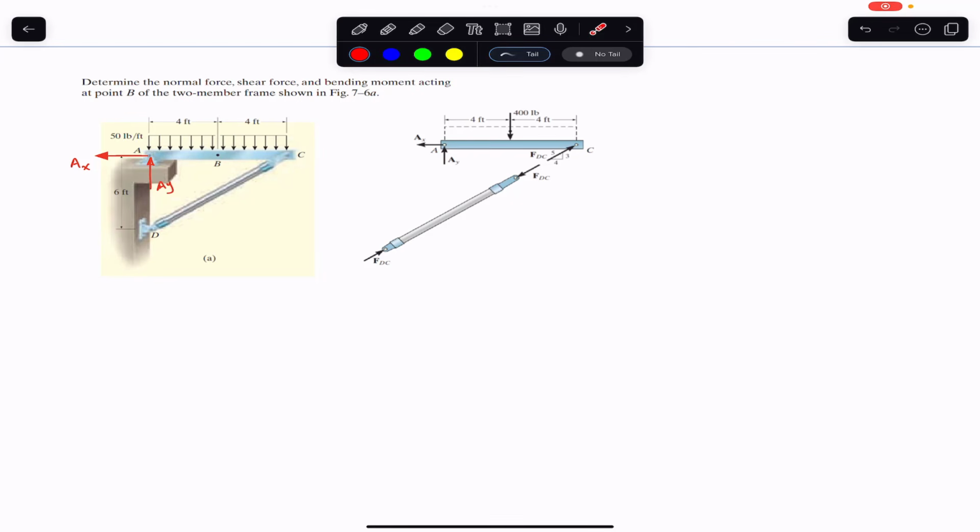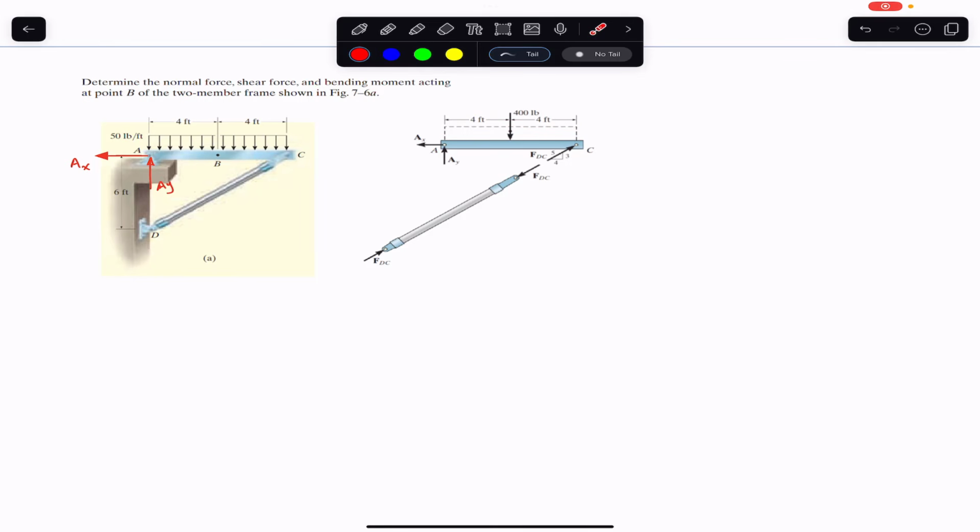And the resultant concentrated load, which will represent this rectangular distributed load, will be equal to the area of this rectangle. The area of this rectangle is this 50 pounds per foot multiplied by 8 feet, the height multiplied by the length. So 50 into 8 will give us 400 pounds. The line of action of this 400 pound force will pass through the geometric center of this rectangle, which is at a distance of 4 feet from both the ends.